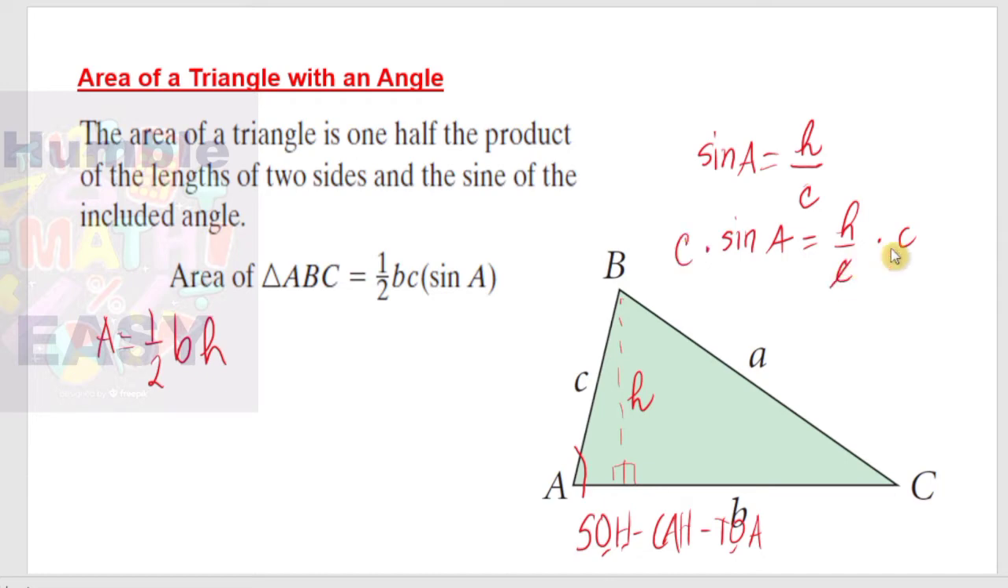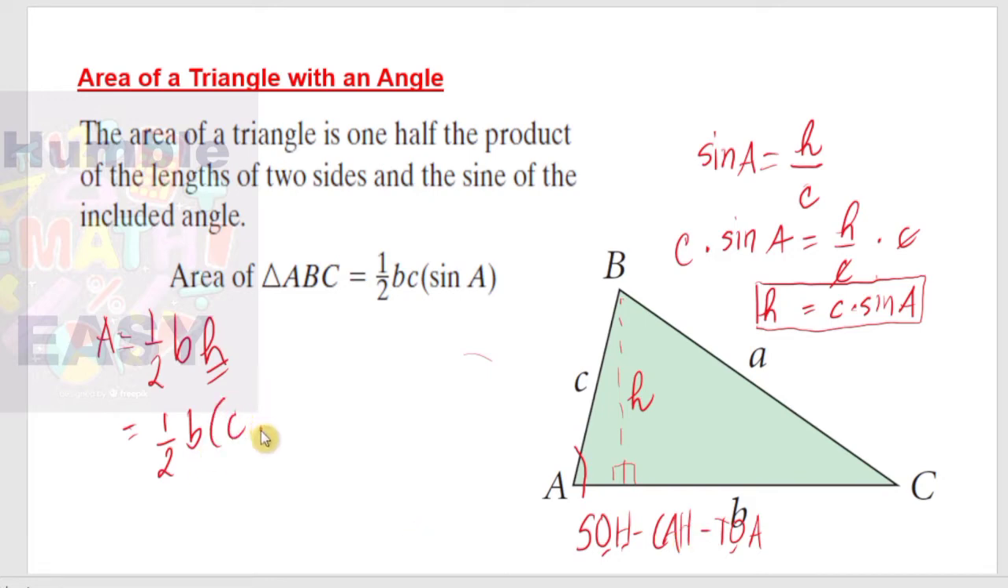As you notice, we can cancel this one to make it equivalent to 1. So we now have H equal to C times sine A, sine of the angle A. In this manner, we are going to substitute the value of our H to be C sine A. So we now have 1/2 B, which is our base here, which is our side B, times C times sine A. So all the while we have 1/2 BC sine A.